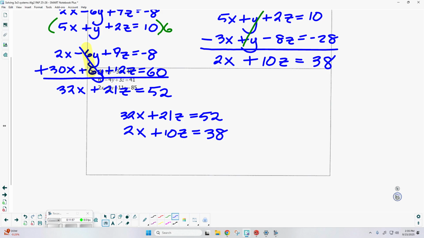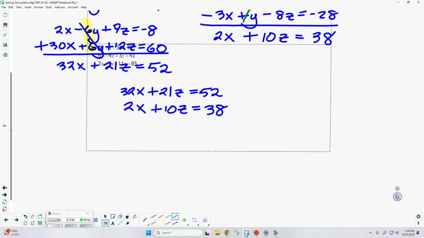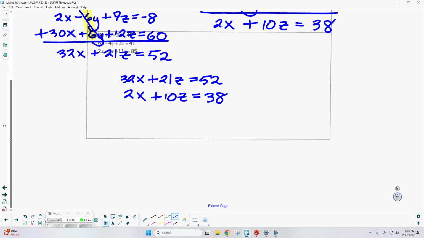Okay. Now from here, I've got two equations and two variables. I can go ahead and eliminate whatever you'd like me to. Would you like me to eliminate x or z? Let's eliminate the x. Okay. So let's see, I've got a 32x and a 2x. How would you recommend I do this? Okay, let's go ahead and multiply the bottom by 16.